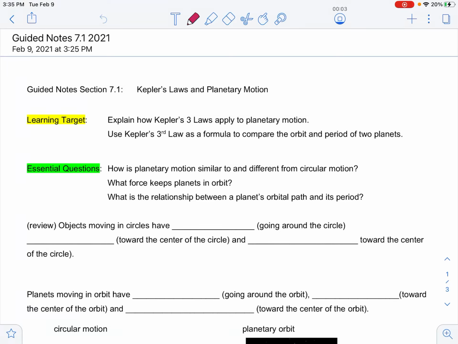Hello everyone. Today we are going to look at the first part of Chapter 7, Section 7.1, which is on Kepler's laws and planetary motion.